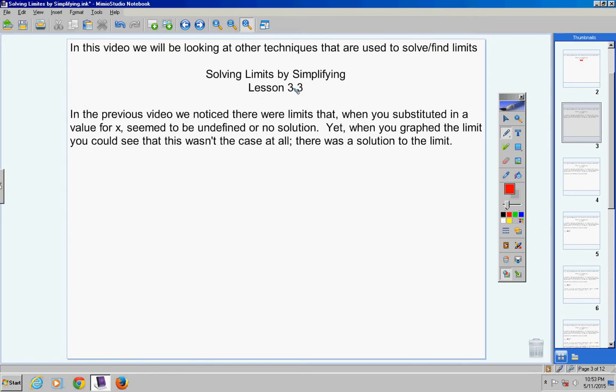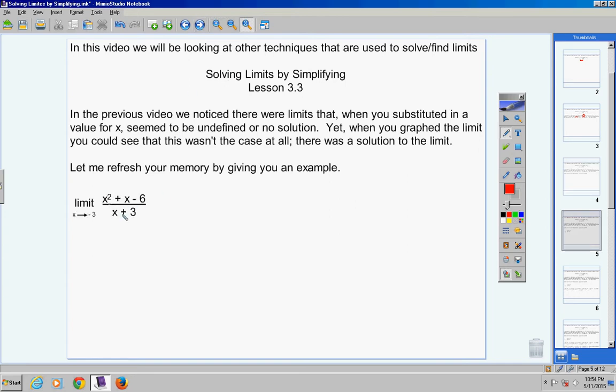In the previous video, we noticed there were limits that, when you substituted in a value for x, seemed to be undefined or have no solution. Yet, when you graphed that same limit, you could see this wasn't the case at all. There was actually a solution to the limit. Let me refresh your memory by giving you an example. Copy this in your notes if you would, please.